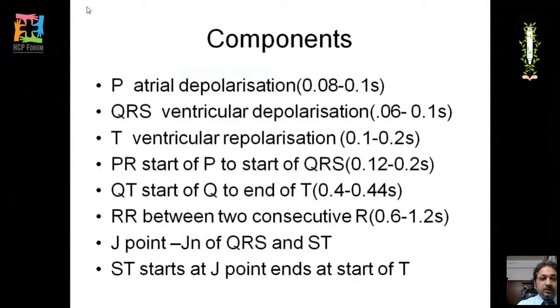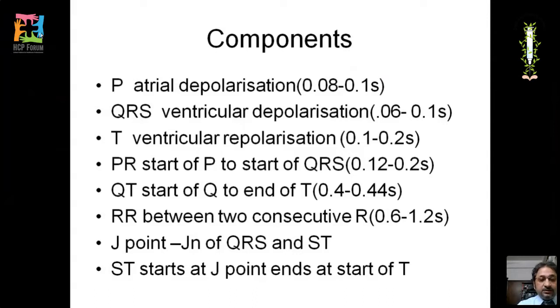The QRS complex is due to the ventricular depolarization, and the duration is 0.06 to 0.1 second. The T wave represents the ventricular repolarization, the duration of which is 0.1 to 0.2 seconds. The PR interval starts from the start of the P wave to the start of the QRS, and the duration is 0.12 to 0.2 seconds. The QT starts from the start of the Q to the end of the T, duration 0.4 to 0.44 seconds.